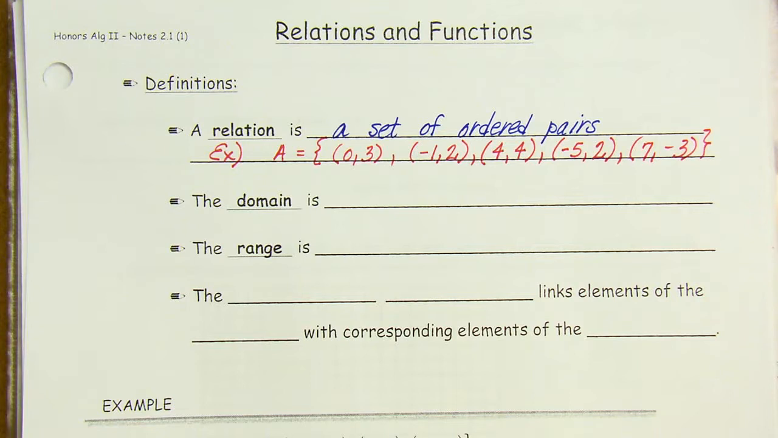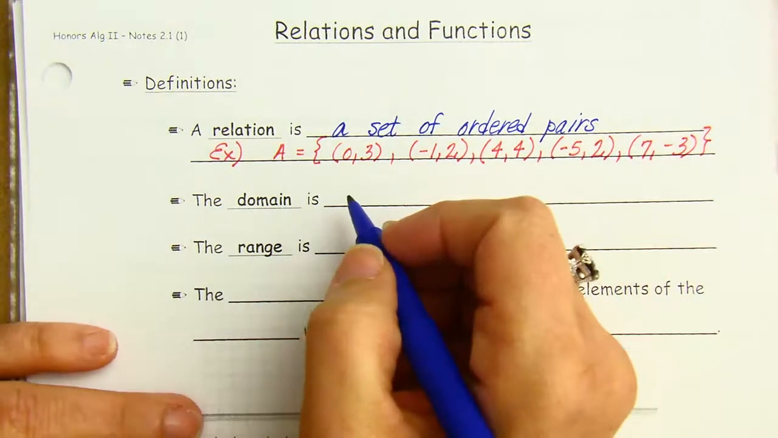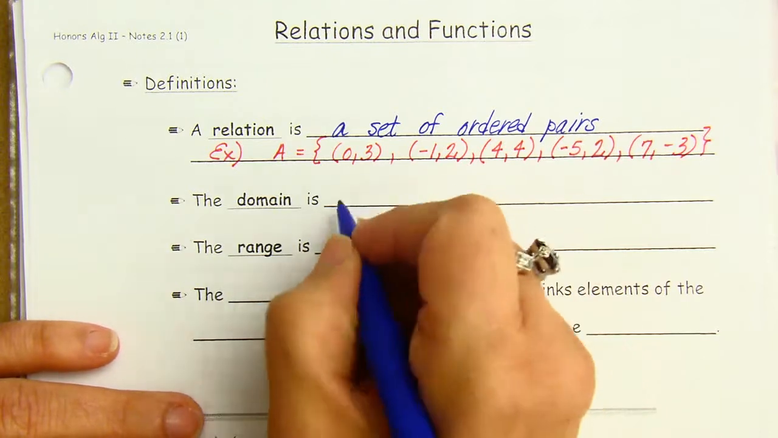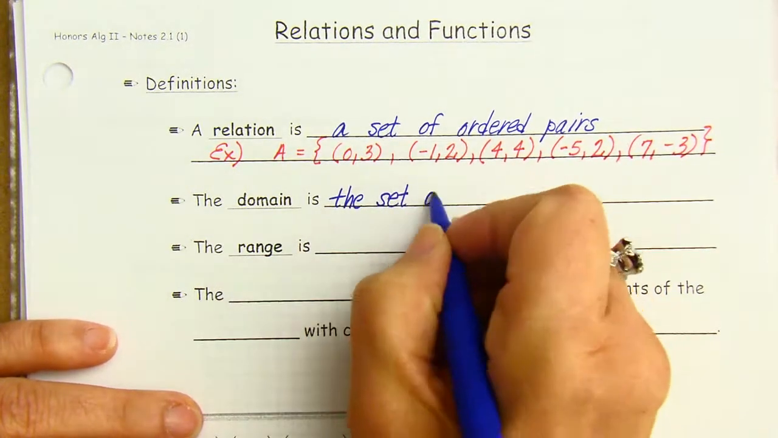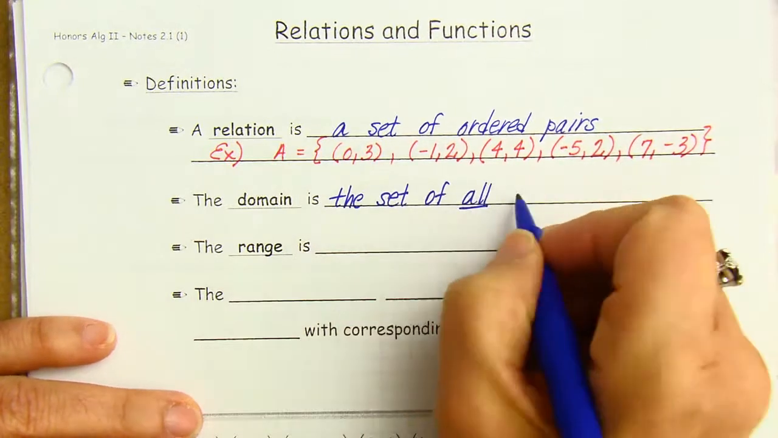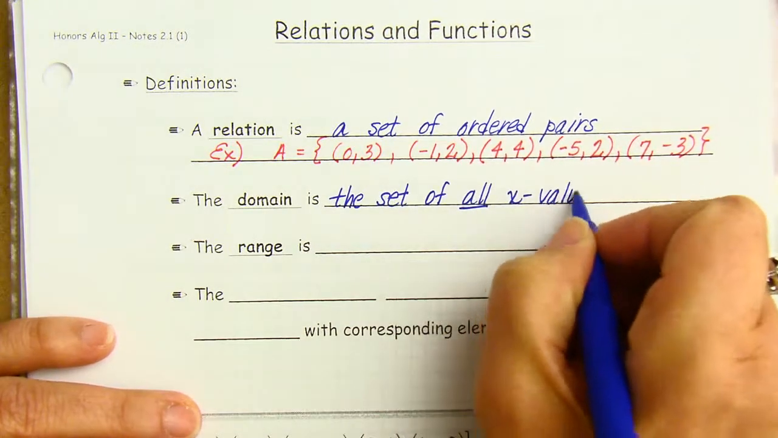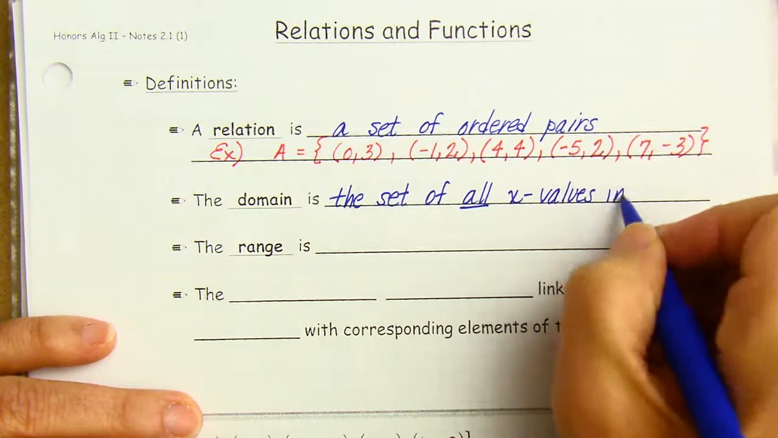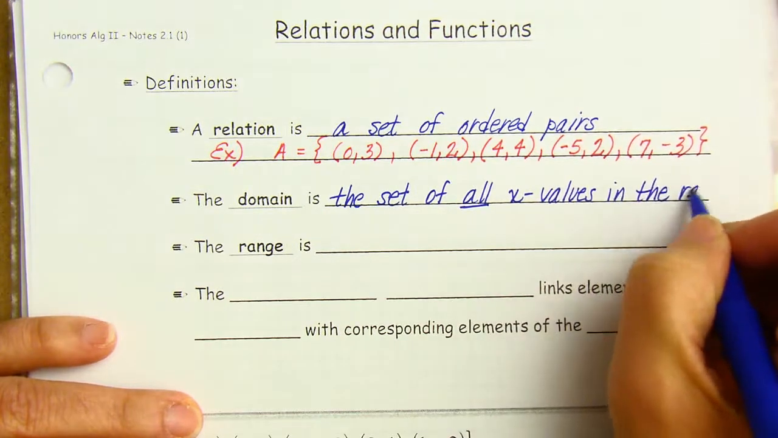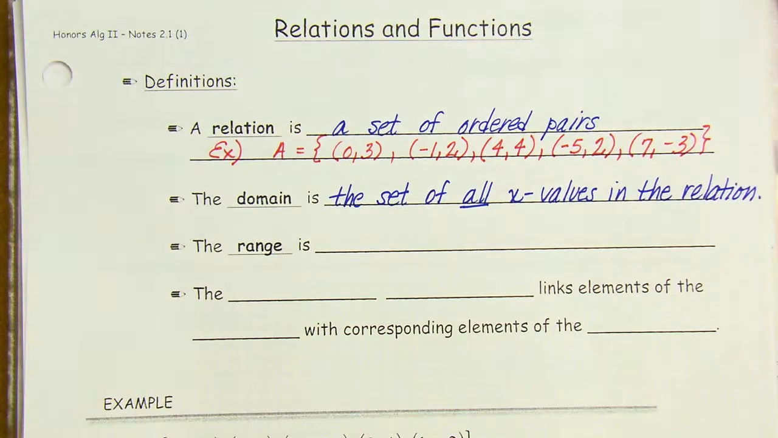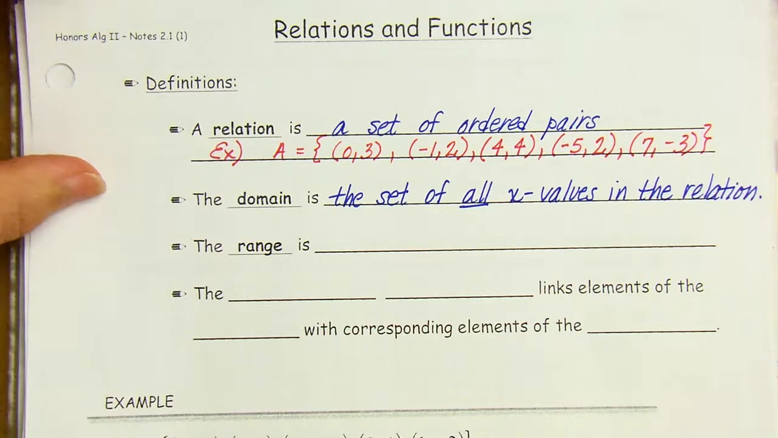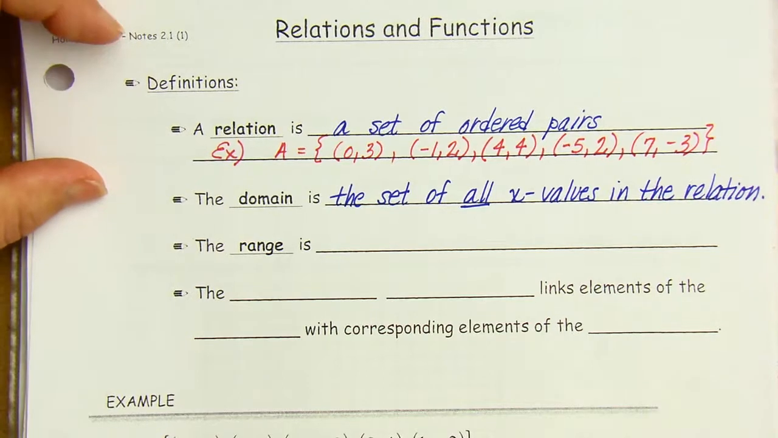Now, when we speak of the domain of a relation or a function, we are looking for which values? Do you remember? Well, it's the set of all x values in the relation. All the x's. Now, if an x value appears more than one time, you simply just write it one time. If it's there 3 times, we don't write it 3 times. We just want to list it one time.